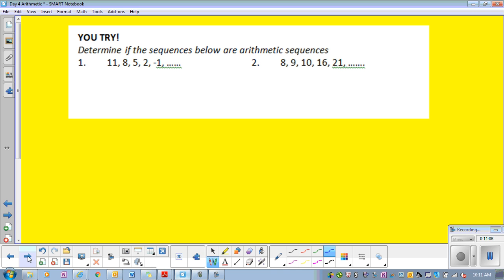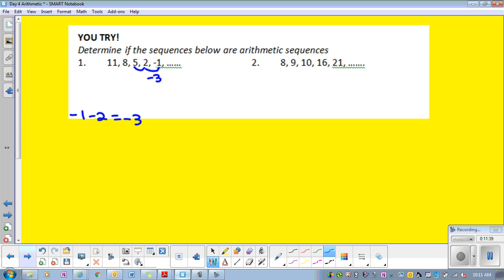Let's try these. It says determine if the sequences below are arithmetic. That means is it adding the same difference each time? Has to be the same number. So let's start from the back here. What's negative 1 minus 2? Negative 3. All right, so that's negative 3, or adding a negative 3 there, right?